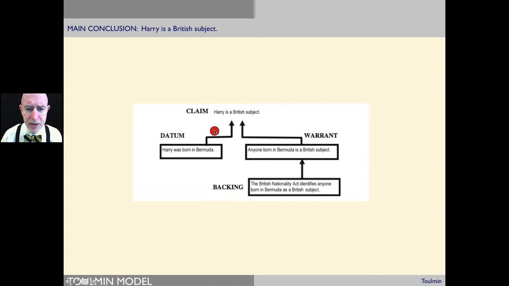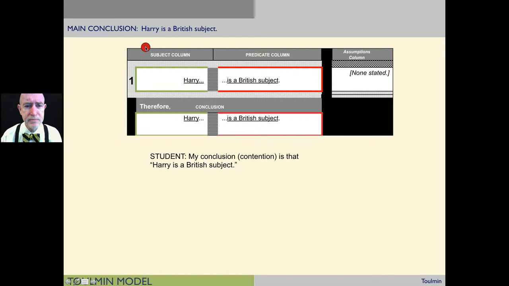So I'm going to use this example and fill in the blanks with the logic bridge, so you can begin to see how it gives you automatic control, really, of the way the premises connect. So we're starting here with the logic bridge template. And our conclusion is Harry is a British subject. So we fill in after the conclusion portion here, Harry is a British subject. And the student says, my conclusion is that Harry is a British subject.